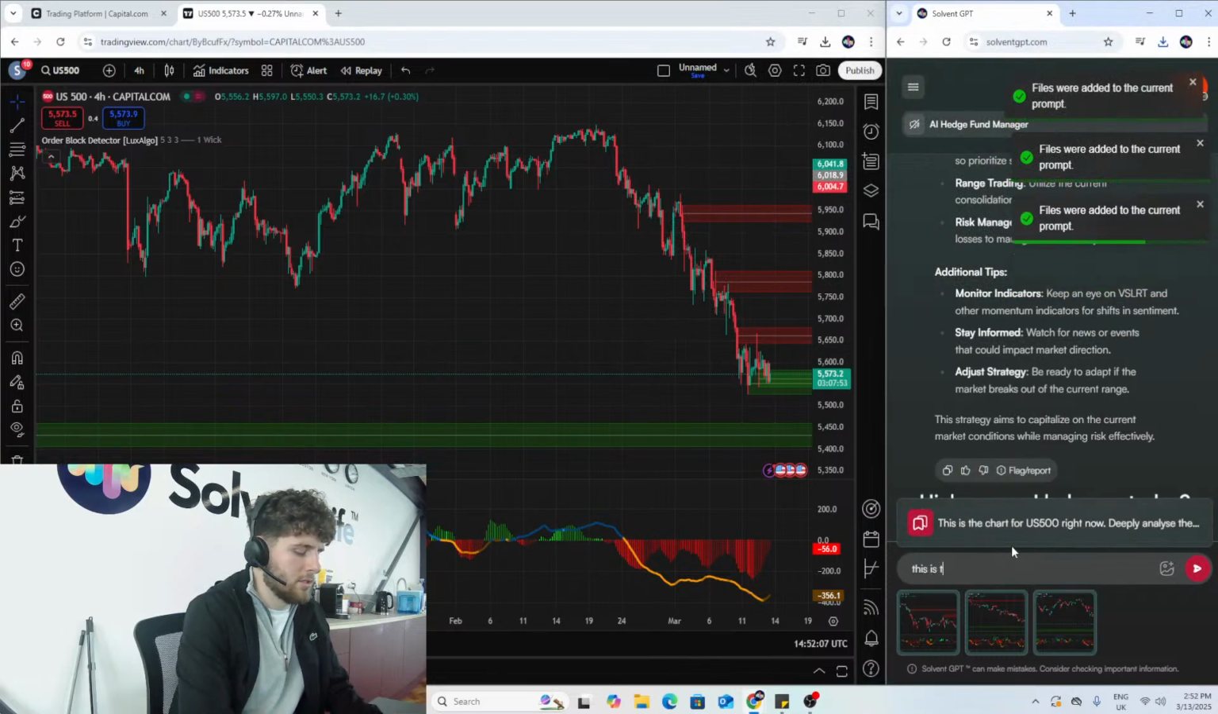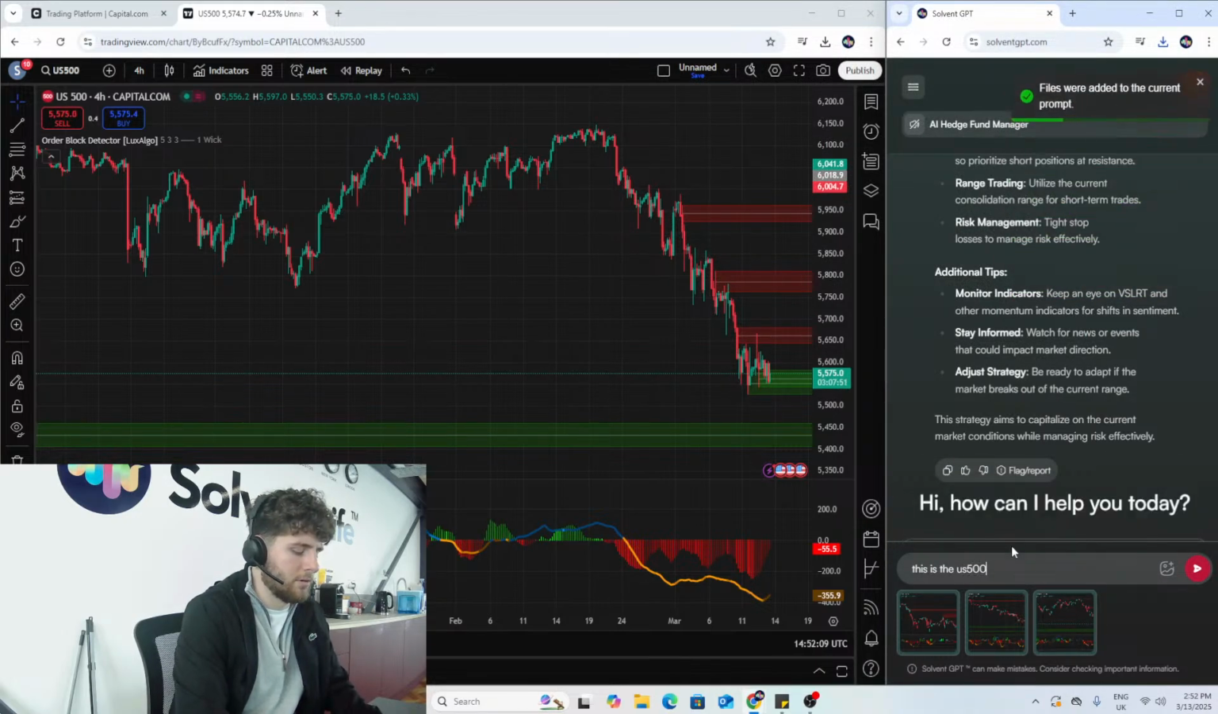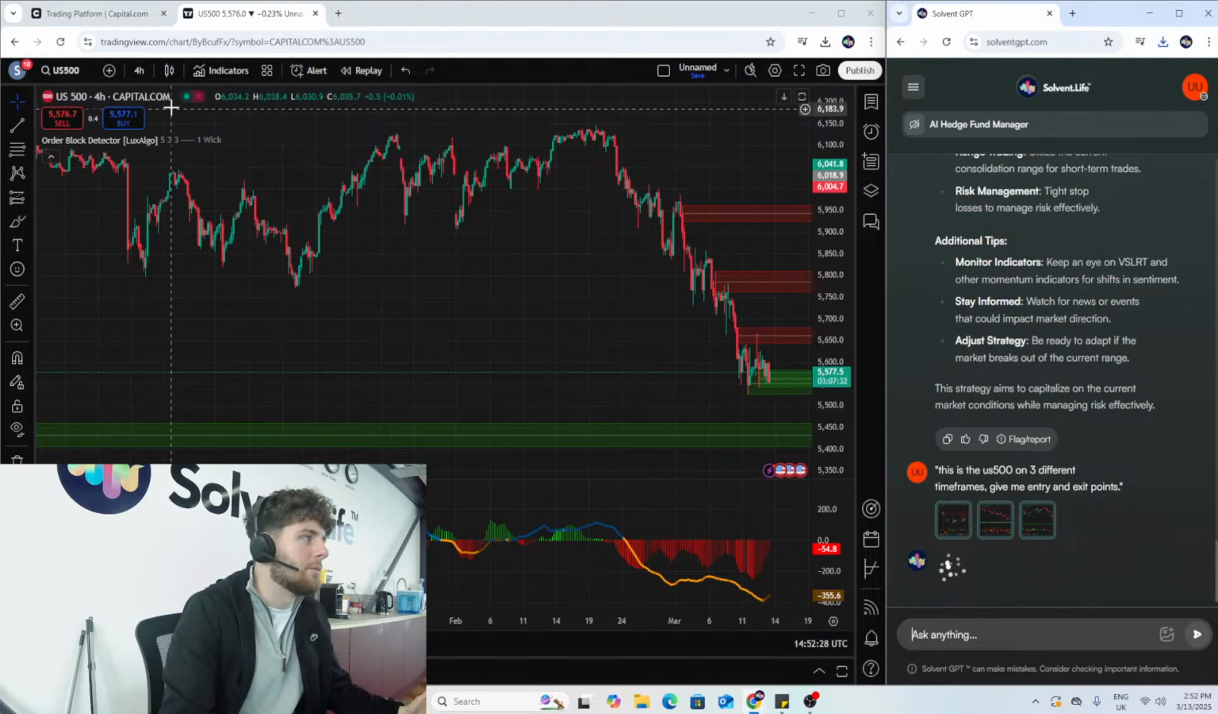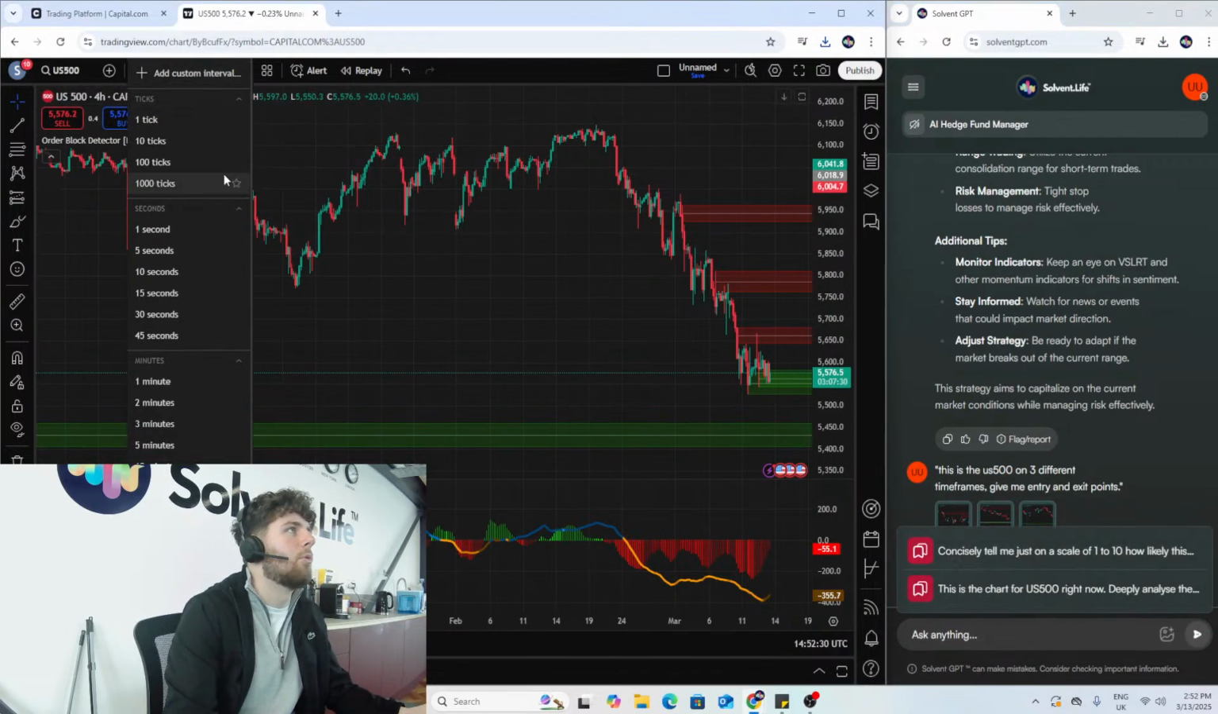This is the US 500 on 3 different time frames. Give me entry and exit points. Now, of course, uploading 3 different images at once, what's this?